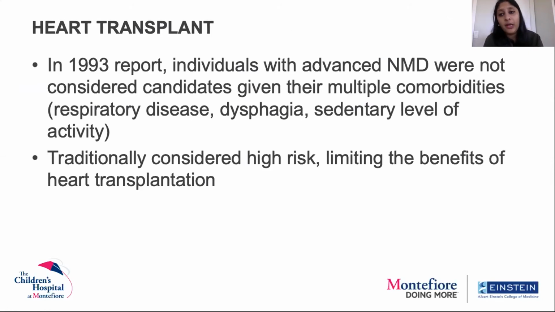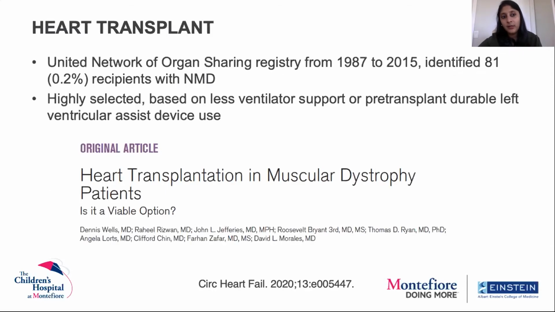So in 1993, people reported that individuals who had advanced neuromuscular disorder were not considered candidates given their multiple comorbidities. So providers or physicians were very hesitant to list patients with neuromuscular diseases for a heart transplant. They have comorbidities, like they have respiratory diseases, they have dysphagia, they have a sedentary level of activity. So traditionally, these patients are considered high risk because they don't get the benefit of the heart transplant because the other organs are compromised.